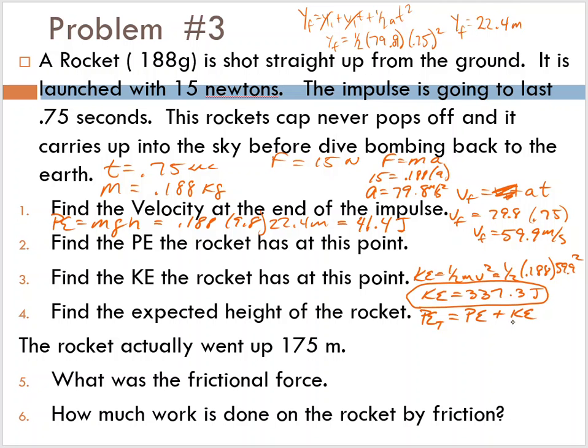Because again, all of this kinetic energy is going to be slowly transferring into potential energy, much the same way the pendulum did earlier. So my total potential energy is 337 plus 41.4. That gives me 378.7 joules. I would use mgh. I know the mass, I know gravity, find the height. And that's going to tell us the expected height. I want you to go ahead and find that on your own. Then we have numbers 5 and 6. And that's what I'm going to leave you with trying to solve for.